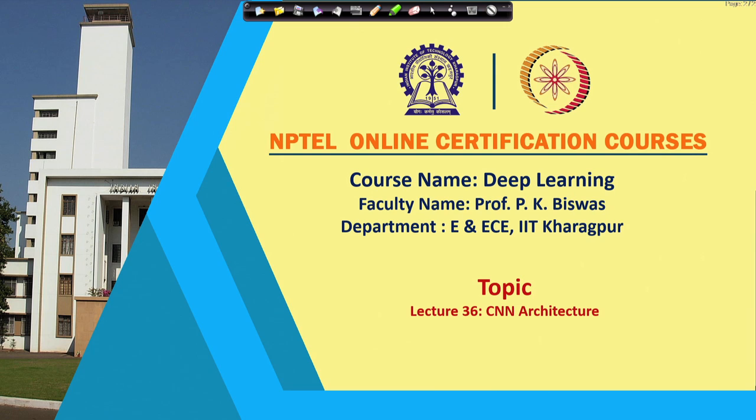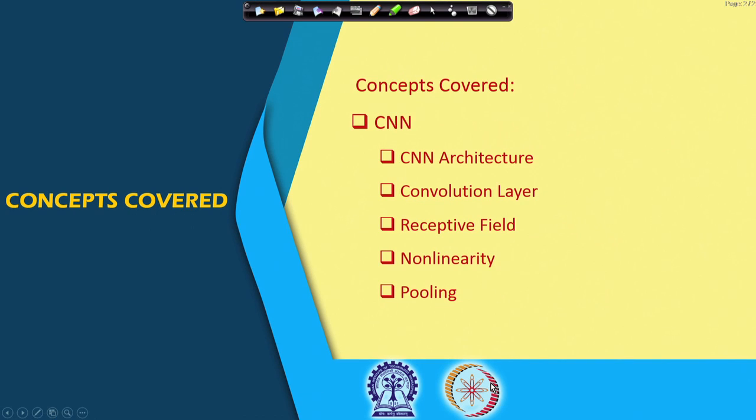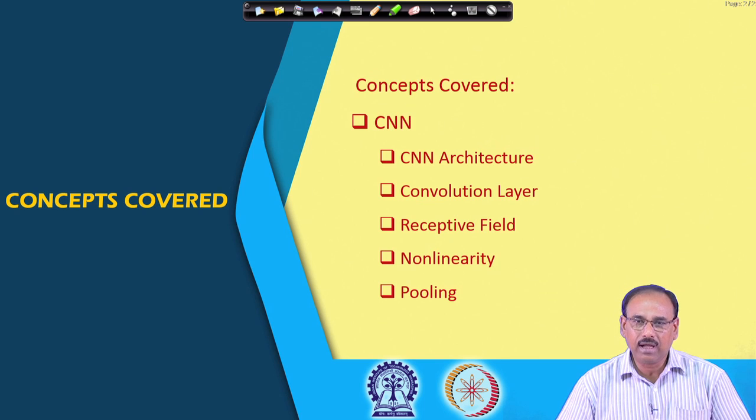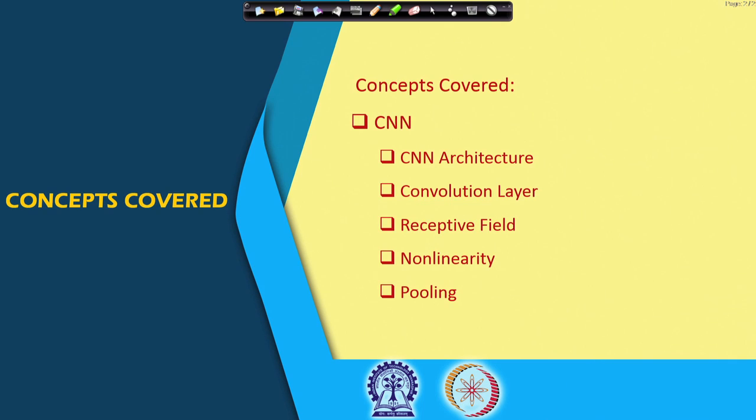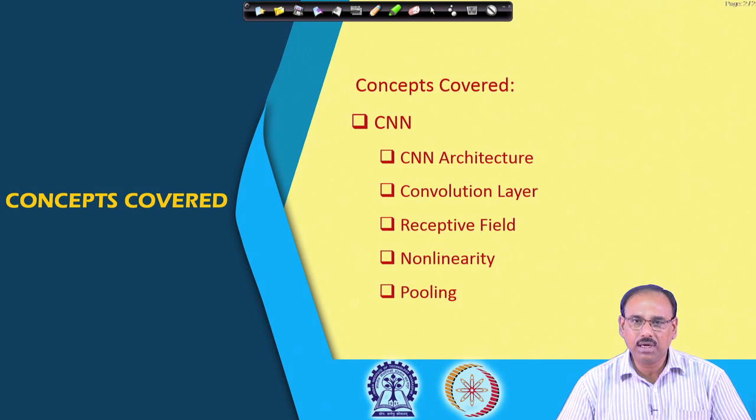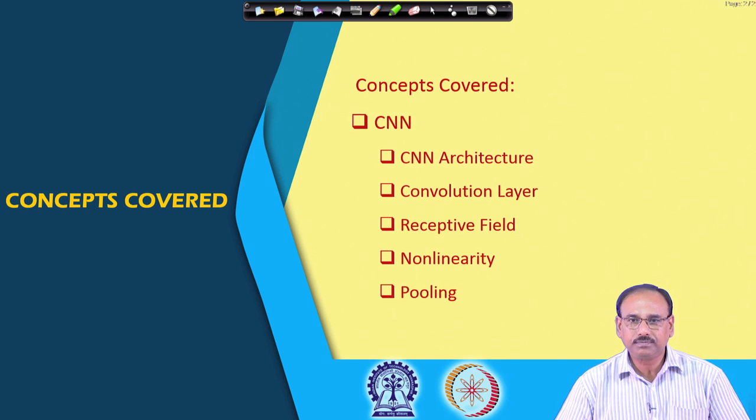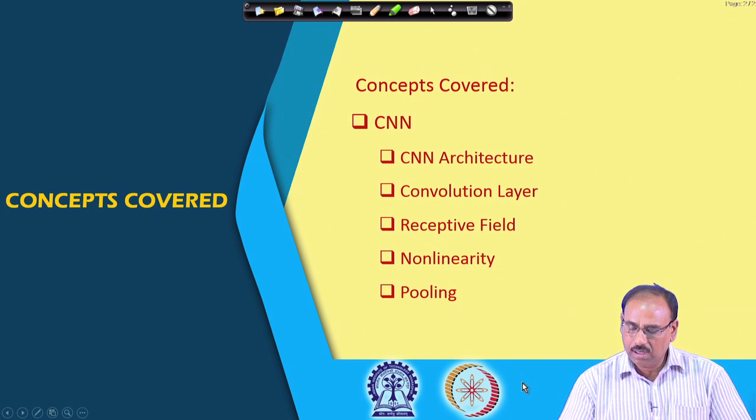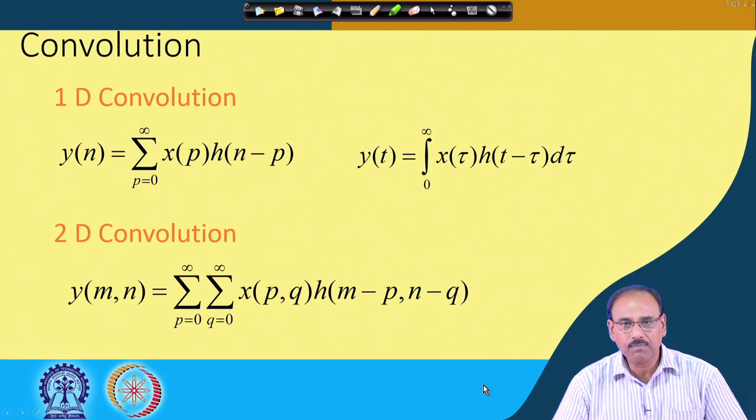Given this, in today's lecture we will talk about the architecture of convolutional neural networks. While doing this, we will talk about what a convolution layer is. We will also give an idea of what is known as the receptive field, then the nonlinearity used in convolutional neural networks, and the other operation used in convolutional neural networks, which is the pooling operation. So, let us see each of these one by one.